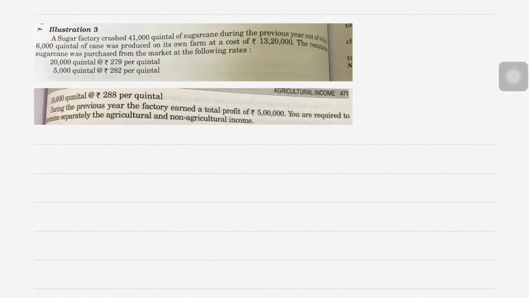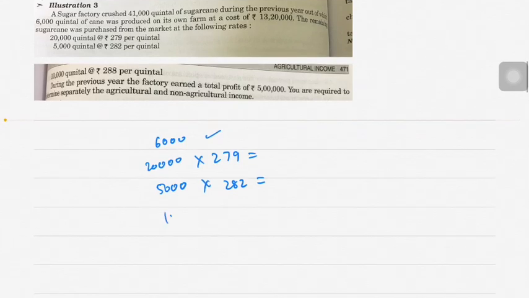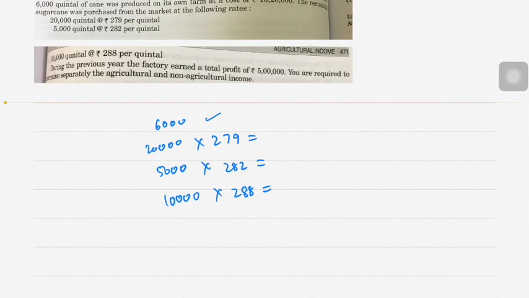20,000 quintal at rupees 279 per quintal, 5,000 quintal for 282 per quintal, and 10,000 quintal for 288 per quintal. Let us see the cost price for quintals purchased, because this will help you to find out the market value of 6,000 quintal. Now in this case, 6,000 you have only grown. 20,000 you purchased for 279. 5,000 you purchased for 282, and 10,000 you purchased for 288 per quintal. Correct?